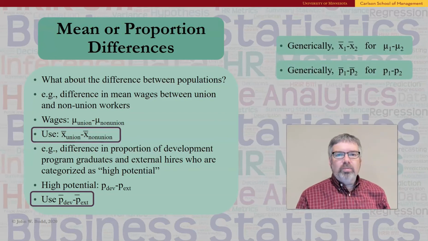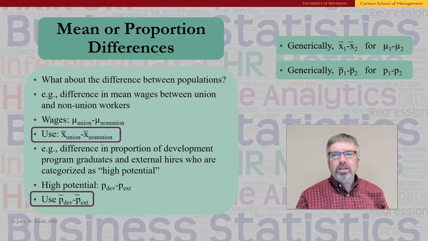Now, sort of unimaginatively, when we do this more generally or more generically, we're just going to talk about sample 1 and sample 2, or population 1 and population 2. So in that case, our best estimate of mu1 minus mu2 is going to be x bar 1 minus x bar 2. Our best estimate of p1 minus p2 is going to be p1 bar minus p2 bar.